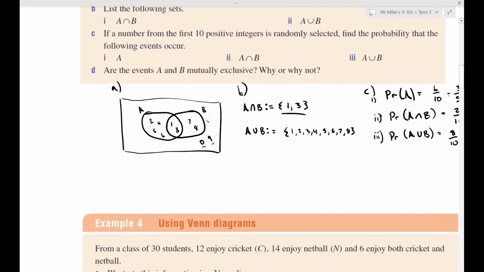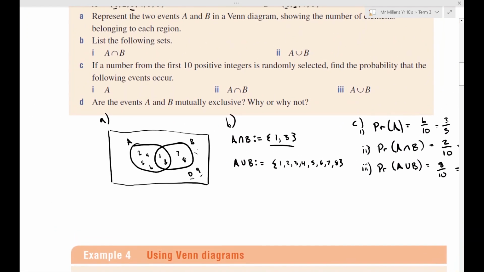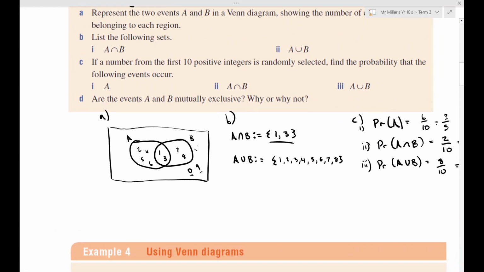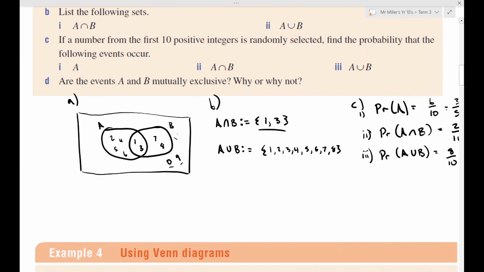Alright, last. Are the events A and B mutually exclusive? Why or why not? Well, we see there's an intersection here. So some events that occur in A also occur in B. So they can't be mutually exclusive. No, because A intersect B is not an empty set.